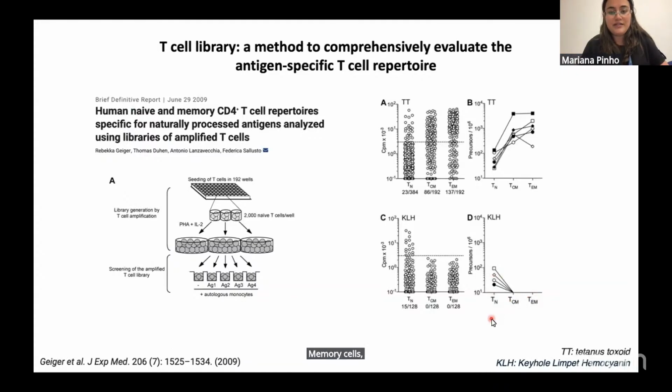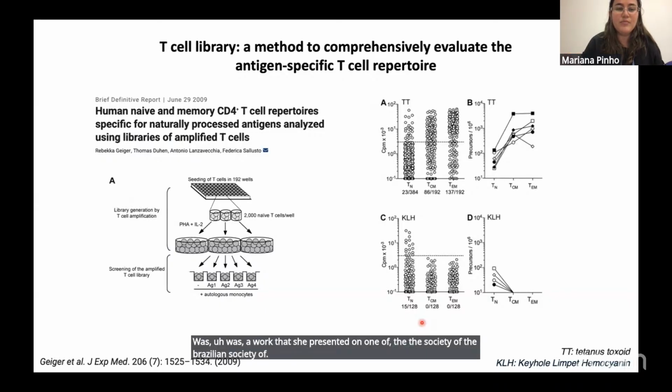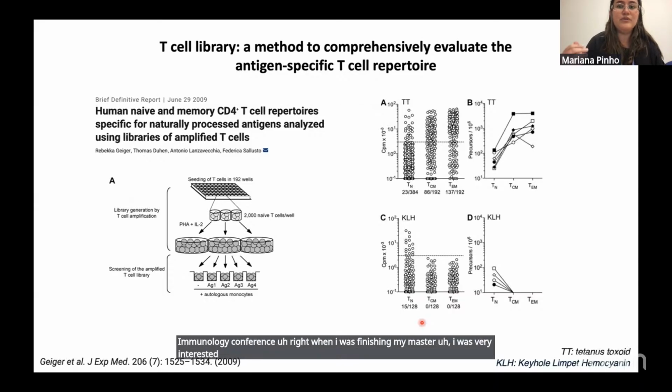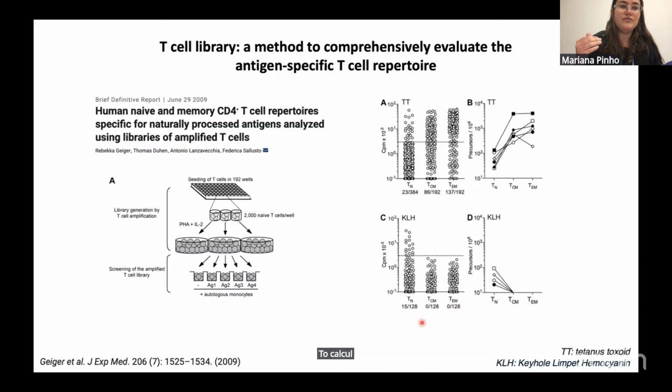I saw that in a work that she presented at the Brazilian Society of Immunology conference, right when I was finishing my master's. I was very interested to see if we could do the same thing with cancer cells and with tumor, because so far it's very, very difficult, as I mentioned, to calculate the total tumor-specific T cells, especially if you don't know what antigen to look for.